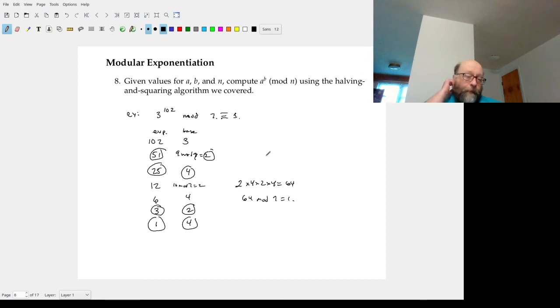So that's how the algorithm works. We divide by 2, dropping the remainder each time. We line up the rows that had an odd value for the exponent. We multiply those spaces together, take the answer mod whatever the modulus is we're doing here, and that gives us an answer. All right, let's keep going.